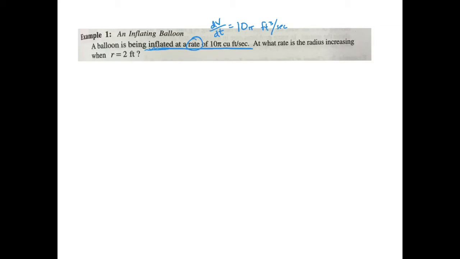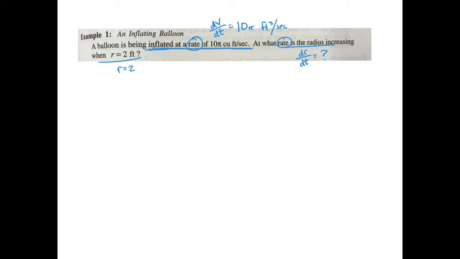At what rate is the radius increasing? Since I see the word rate and radius, I know we're talking about the derivative of the radius, so I'll label that dr/dt. And we're trying to find that, so I'll put a little question mark there. When r equals 2 feet, that's already labeled up for me, r equals 2.